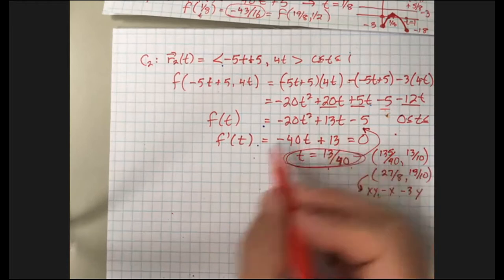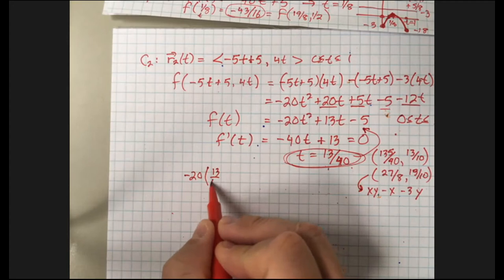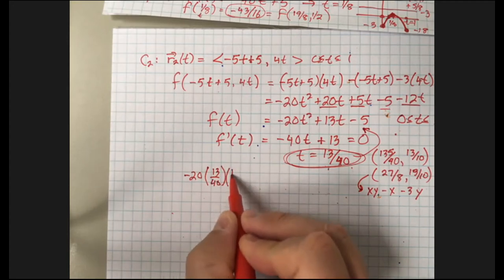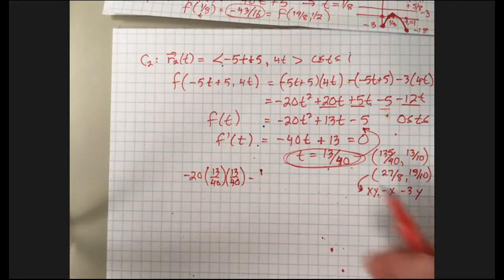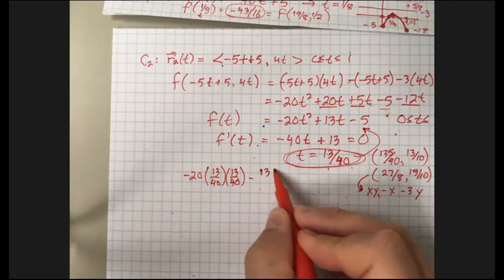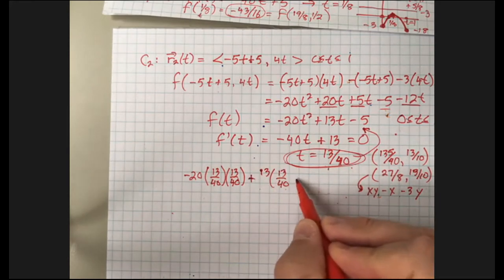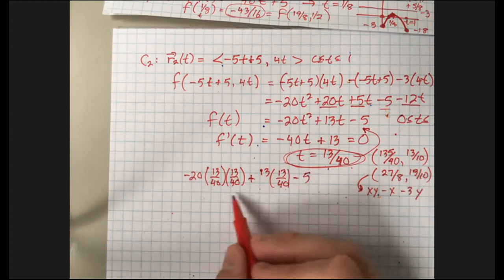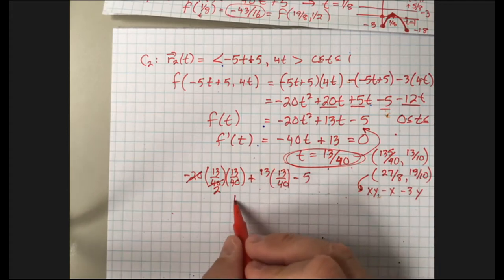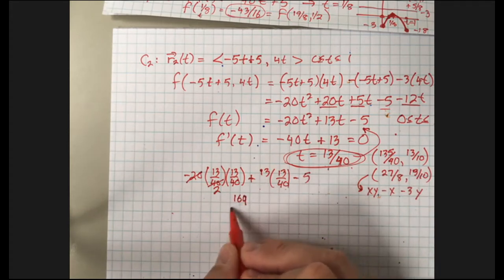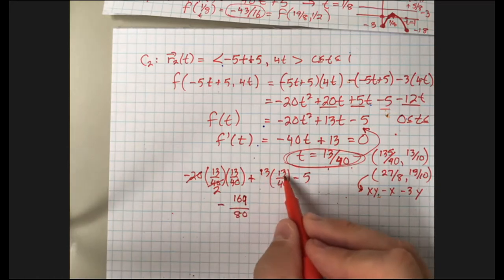I'm going to put it into this function right here and see how this comes out. Minus 20. I'll do this in a particular fashion so I can watch the canceling. 13 over 40, 13 over 40, minus 13 over 40, that's a plus sign. Minus 5. And I get to cancel on the 20s here, make a 2. So I get 169 over 80, negative. Here I get 169 over 40.